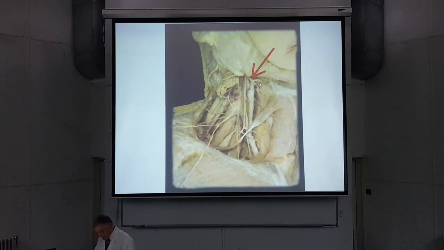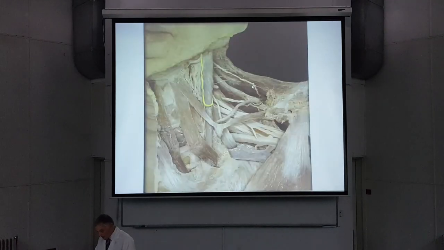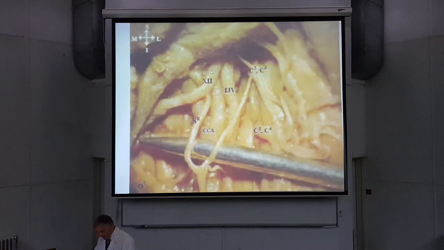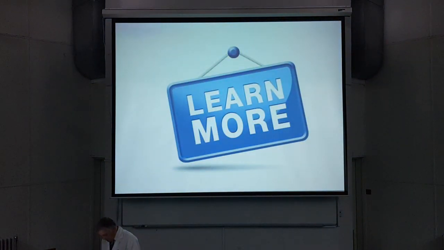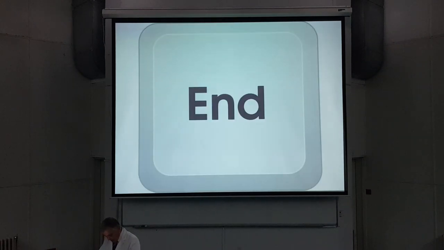Again, another landmark is a nerve crossing the two carotid arteries. This is the ansa cervicalis. And this is the hypoglossal nerve. This is descending part, and this is the other part. So this is the story of the hypoglossal nerve.